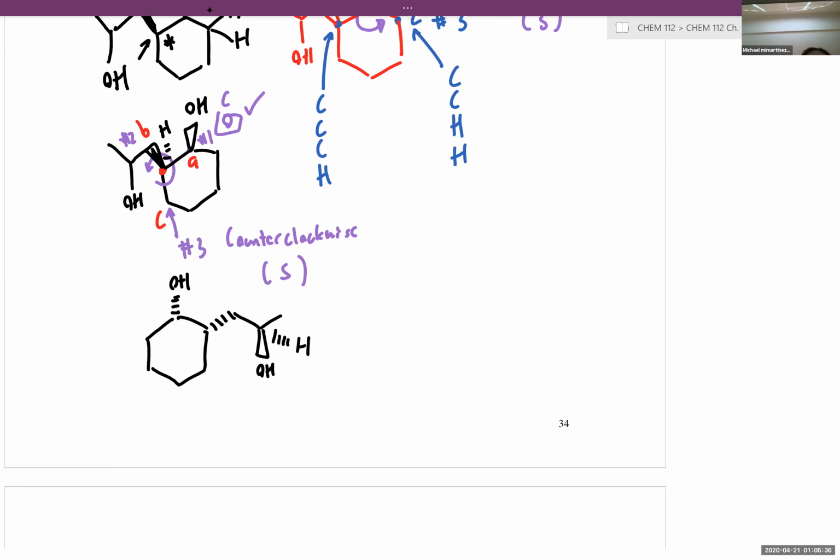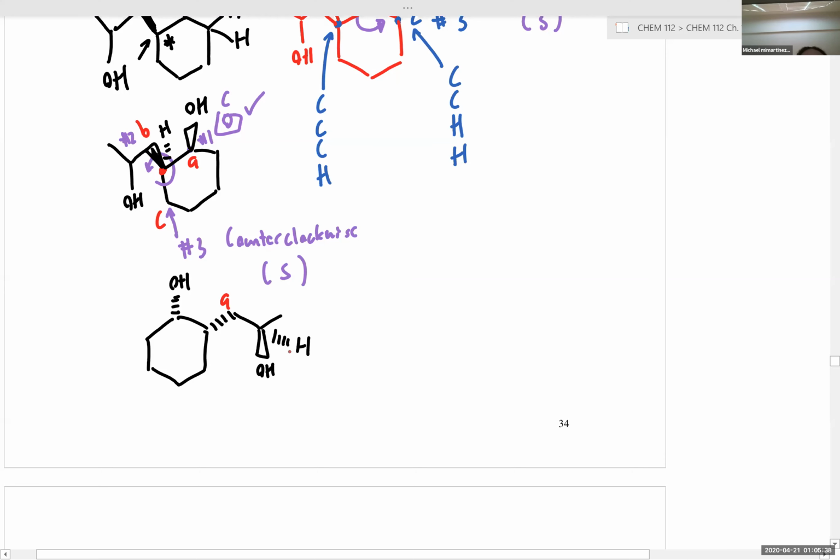Now let's assign priority. So A, B, C. What's our highest priority group? A, B, or C? B. Okay, yep, that's exactly right. An alcohol, an oxygen wins out over a carbon. What's our next highest priority? A. Yep, that's exactly right. And then C gets priority 3.